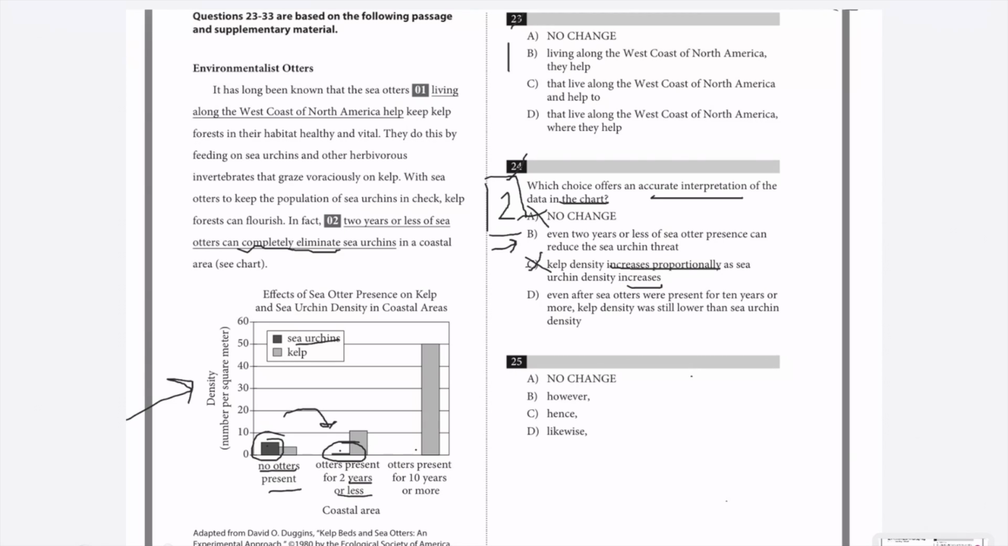And finally, for answer choice D, it says even after sea otters were present for 10 years or more, kelp density was still lower than sea urchin density. And we see that that's incorrect. After 10 years of otter presence, there sure is a lot more kelp than there are sea urchins, which aren't even there anymore, which makes answer choice D incorrect and answer choice B the correct answer.